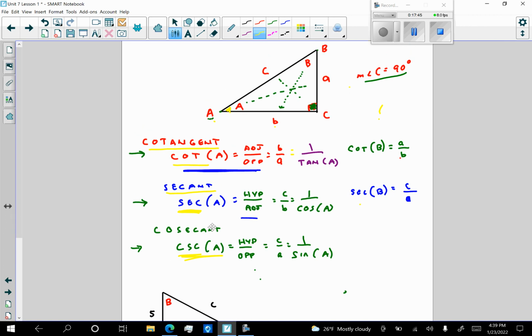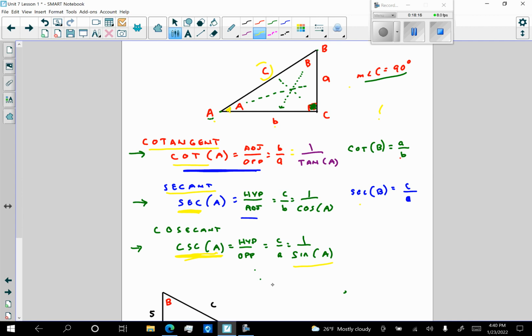I'm looking at the cosecant of A. And the definition is the hypotenuse divided by the opposite leg. Well, we know the opposite leg to A is going to be this little a. So that's going to be C, which is the hypotenuse, over lowercase a. And it's interesting to note that the cosecant of A is the same as 1 over the sine of A.